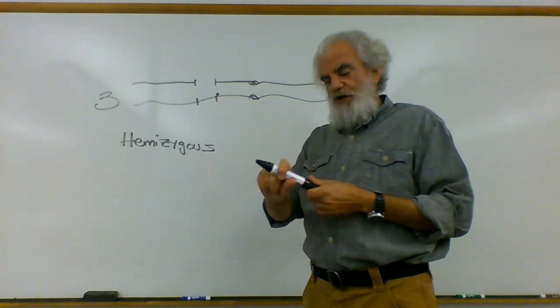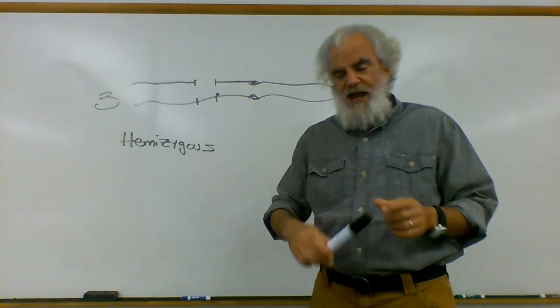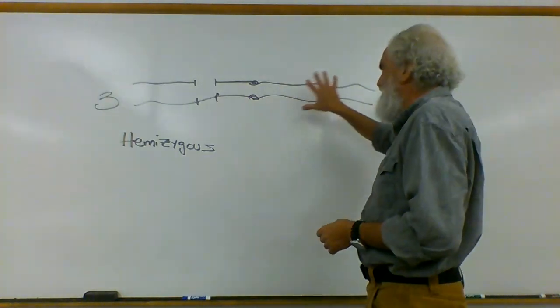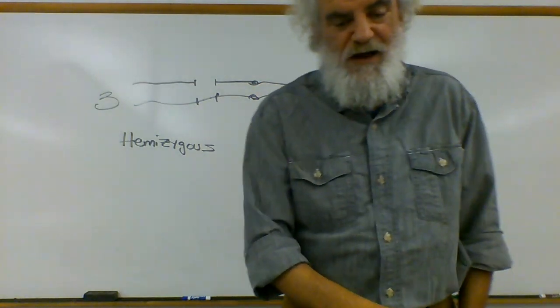So what we're going to do is take a chromosome that's got a couple of visible markers on it so we can actually identify it.